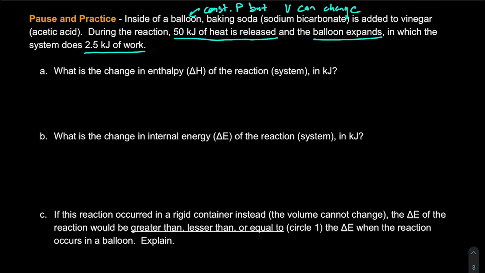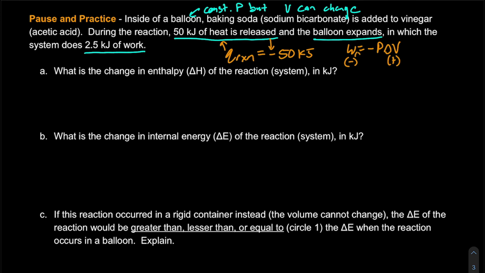I'm going to start by making sure we can see what information we can extract from what we are given. We know that 50 kilojoules of heat is released, meaning the Q of our reaction, because we're releasing heat from this reaction, is negative 50 kilojoules. That reaction gave away 50 kilojoules of heat. The balloon expands, so we think of work equals negative P delta V. It expands, so our volume change is positive, which would mean our work should be negative. We should be losing energy as our balloon expands.